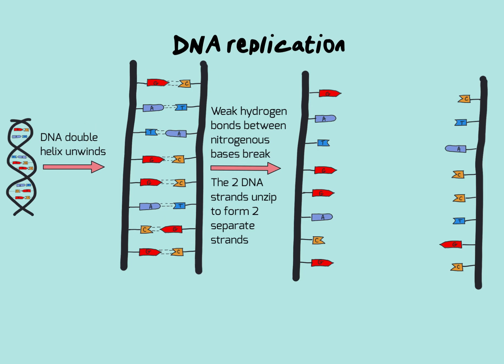And the next step involves these weak hydrogen bonds between the complementary strands, because guanine is complementary to cytosine, adenine complementary to thymine. These hydrogen bonds will break to form two separate strands. Now, it's important here that you mention that two separate strands are formed because the next step involves each strand acting as a template. So this one is the first template, which will form a complementary strand with it, and this is the second template, which will form a complementary strand.